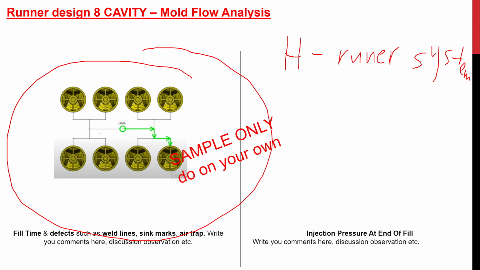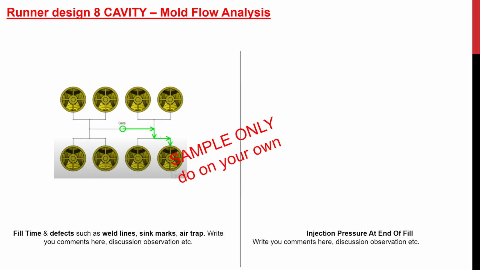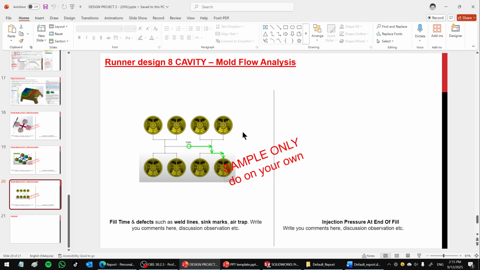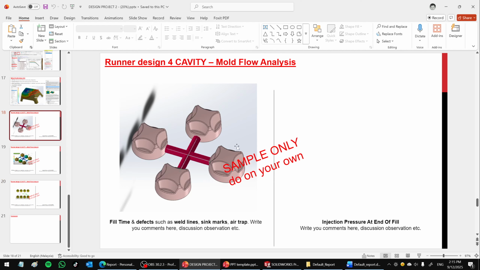What they do is they start from here and then go here and then turn left, turn right, and then this turn and this turn. Every single thing will have the same distance lah. Every single cavity will have the same runner distance, so it will fill up at the same time. So I'm going to do an example of 4 runners first. You can design however you want to design lah.